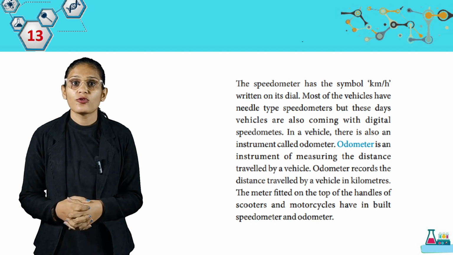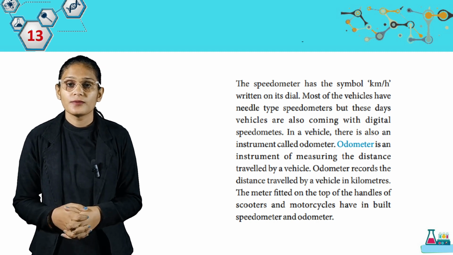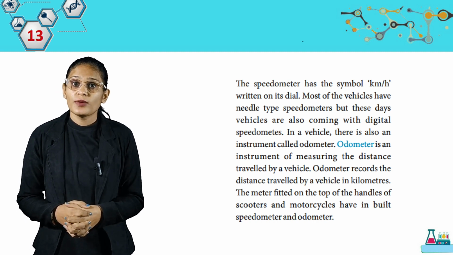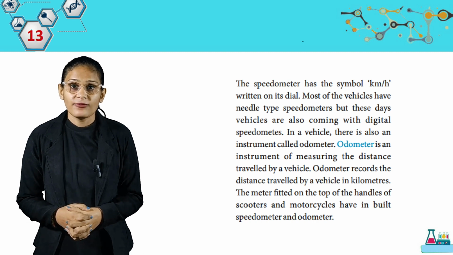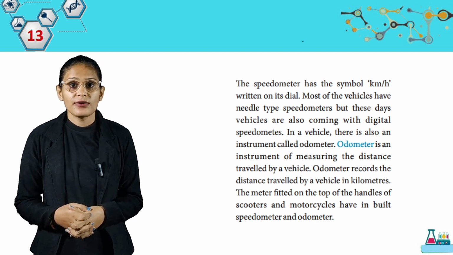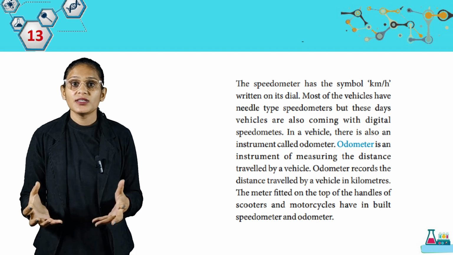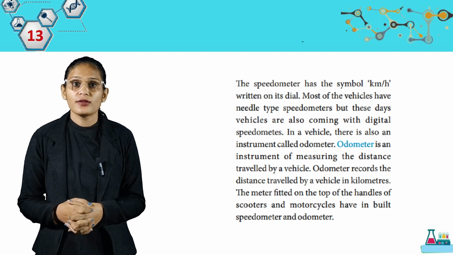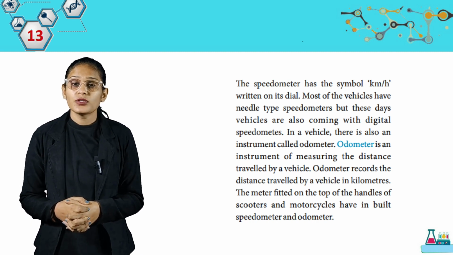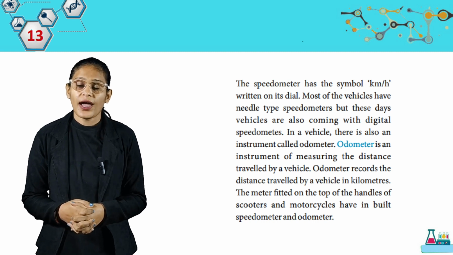In a vehicle, there is also an instrument called an odometer. An odometer is an instrument for measuring the distance traveled by a vehicle. The odometer records the distance traveled by a vehicle in kilometers. The meter fitted on the top of the handles of scooters and motorcycles has a built-in speedometer and odometer.